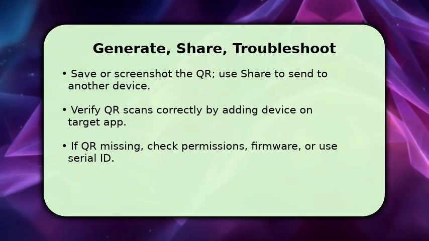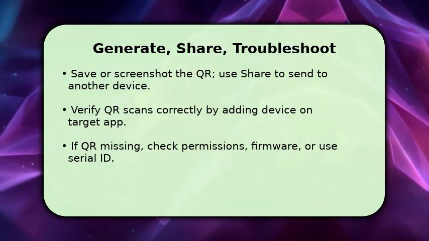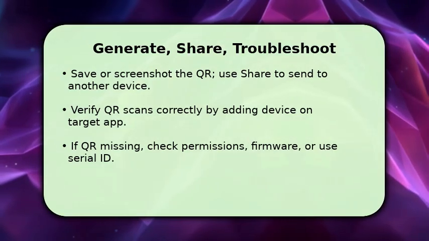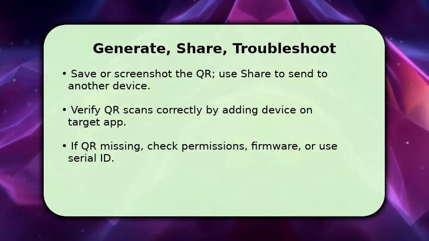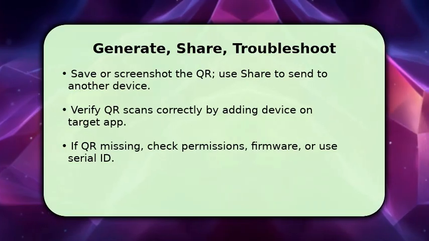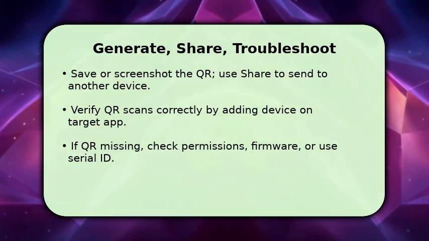If you don't see a QR option, check Gcmob permissions, update firmware, or use the camera serial/ID instead. Often permissions or outdated app versions block QR generation, so update and retry.